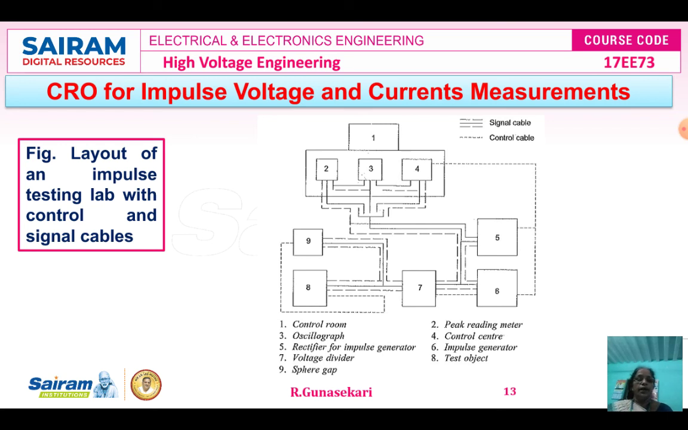In the diagram, the solid line and the long dotted lines represent the signal cable. The small dotted lines represent the control cable.